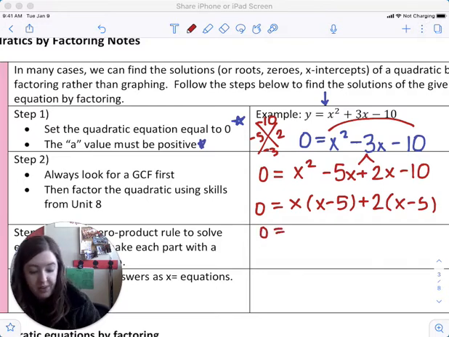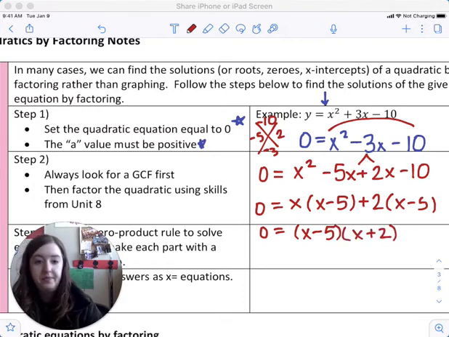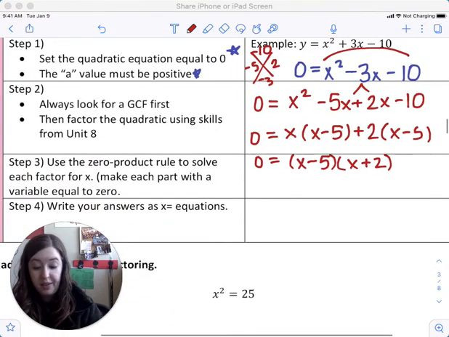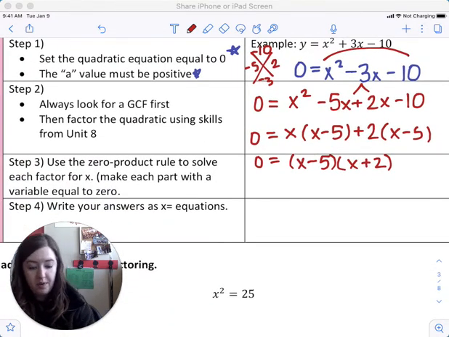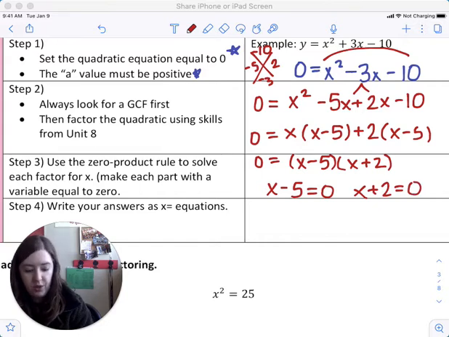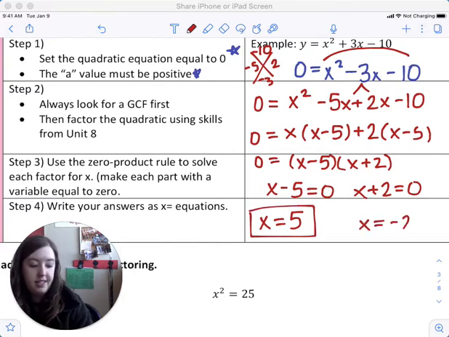So then we factor out what they have in common, that x minus 5. And we're left with the stuff outside, x plus 2. Now that we have two things that multiply together to equal 0, we're going to use the zero product property. So we'll set x minus 5 equal to 0 and x plus 2 equal to 0. When we solve those two equations, we're going to end up with x equals 5 and x equals negative 2.